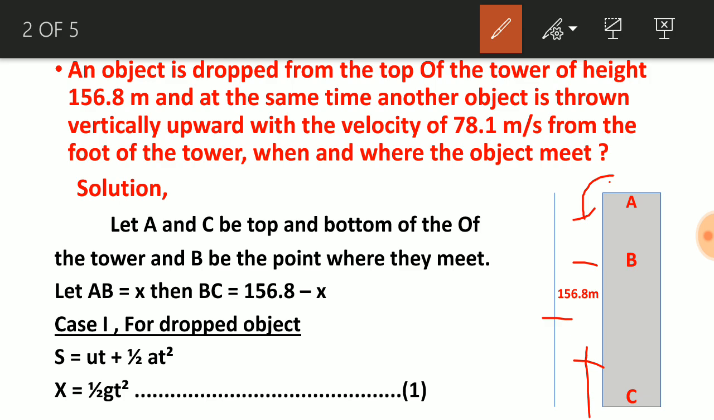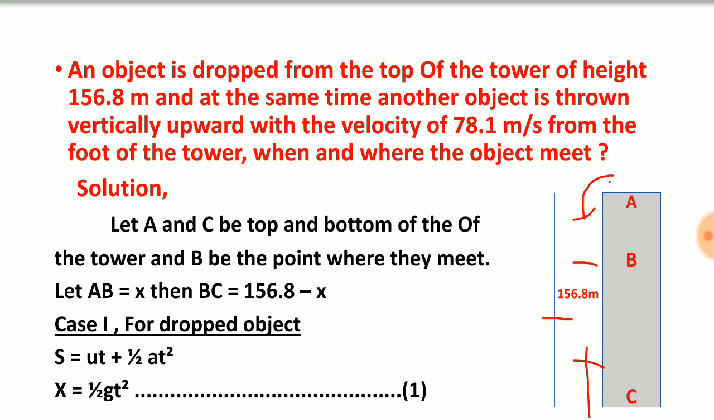Now we need to find when. When means the time taken by the body to travel from C to B will be the same as the time taken for the body to travel from A to B. So B is the point where they meet, and we need to find the time when they meet. And where means what is the distance traveled by the body from the top of the tower or bottom of the tower. That is the distance of AB or distance of BC. We need to find the time and the distance of AB or BC.